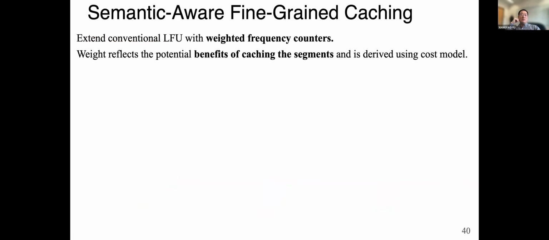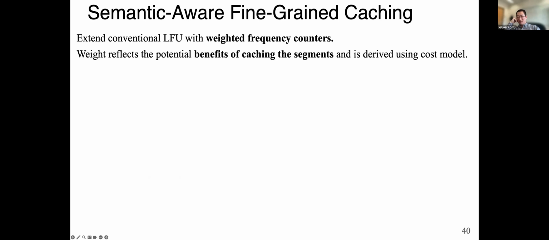So basically what we do is extend frequency-based caching with weighted frequency counters. For each segment, we model the runtime of caching the segment versus not caching the segment. The difference between the two is the benefit of caching the segment, and that is the weight we are going to add to the counter for the segment.